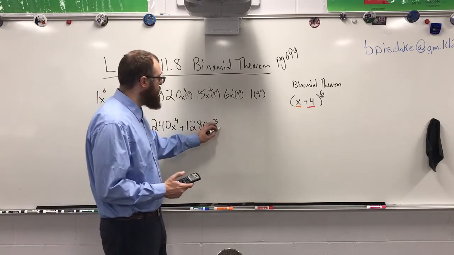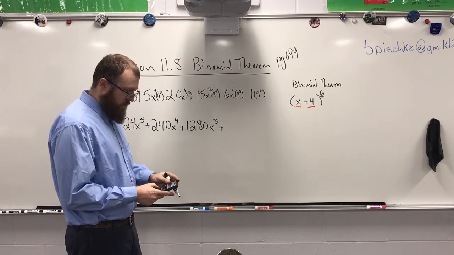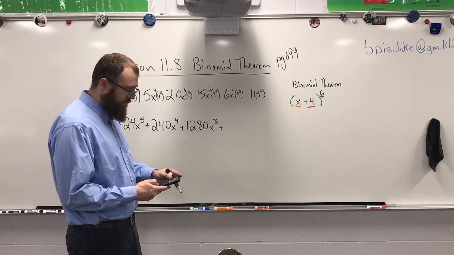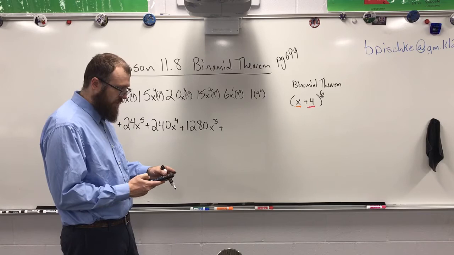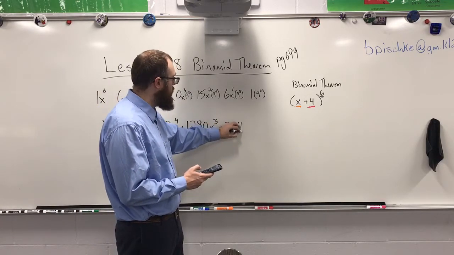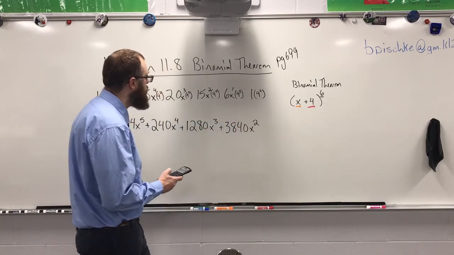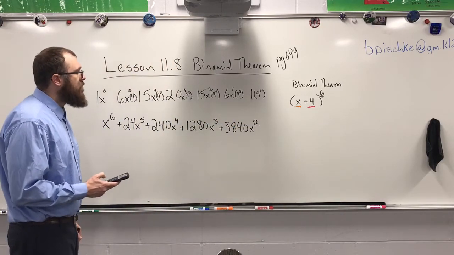Plus 15x squared times 4 to the 4th. 4 to the 4th is 256, times 15 gives me 3,840 x squared, plus.